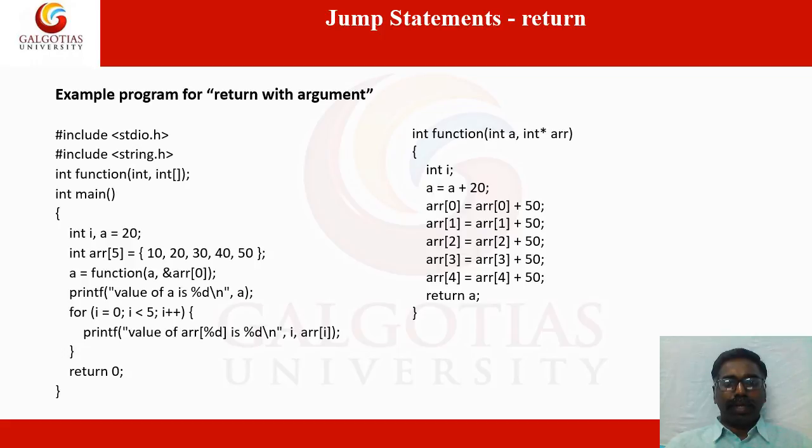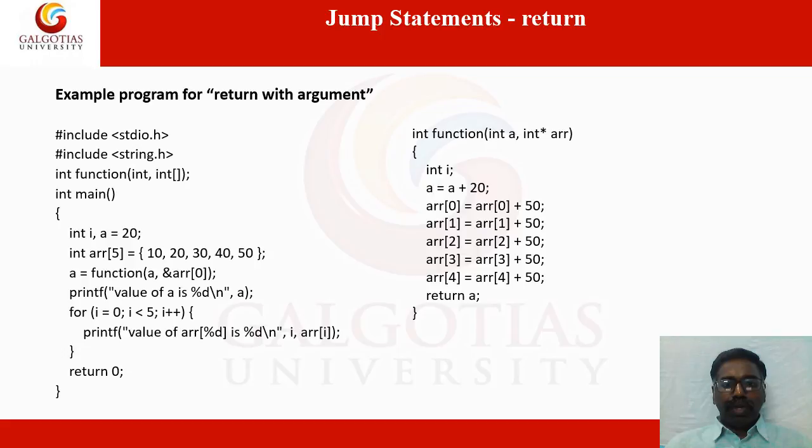The next jump statement, return with argument, is discussed here. The example program for return with an argument. Here in the main we have our own variables, and we have an array of values, a set of values 10, 20, 30, 40 and 50, and we are calling a function along with a value, and the address of the array is also passed. Now jump to the function here.